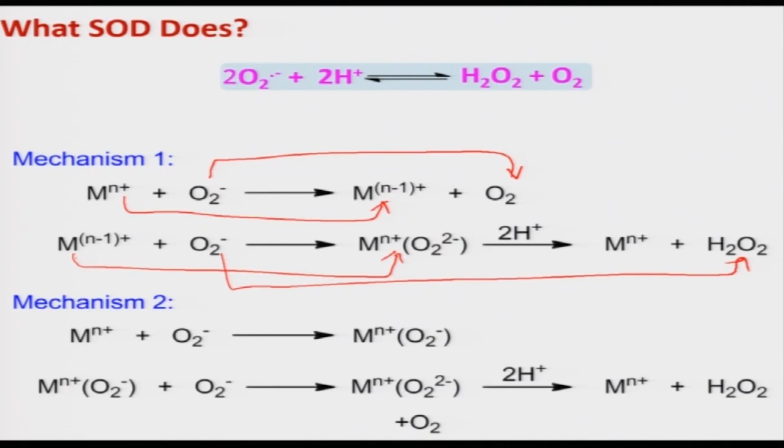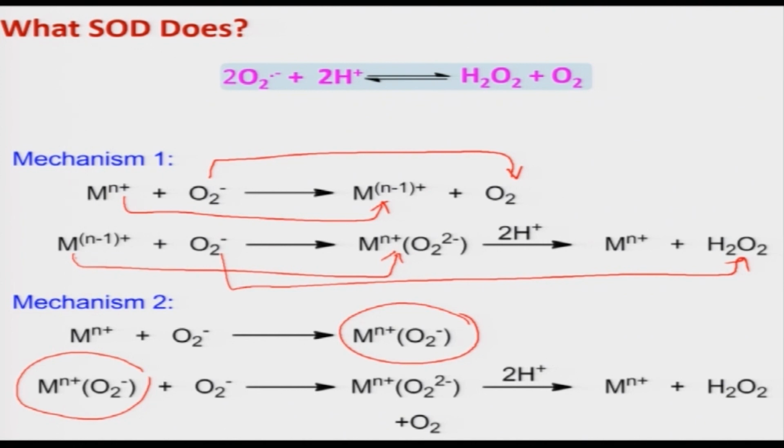Okay. In mechanism 2, the metal ion is non-redox active. So, if that is so, what would happen? In that case, as you can see, M^n+, the metal oxidation state, does not change during these reactions. Metal and superoxide form a complex or adduct. This metal superoxide adduct reacts with another superoxide in the presence of proton, and converts to peroxide and dioxygen.